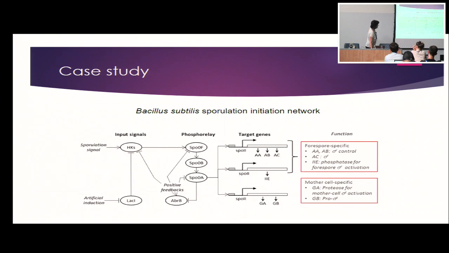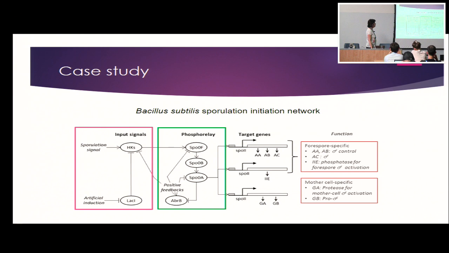Okay. And this is the case study. The case study is the Bacillus subtilis sporulation initiation network. This is a biological network composed essentially of three parts: the part of input signals, a part called phosphorelay, and a part about gene expression. So a bacterium can transform into a spore when the external conditions are no longer favorable for life. So this is the part of the input signal. Temperature is not okay to remain alive. Okay, I have to transform myself into a spore.